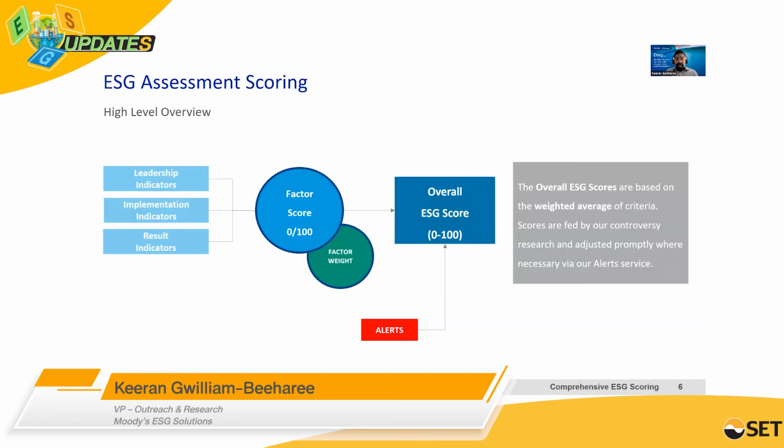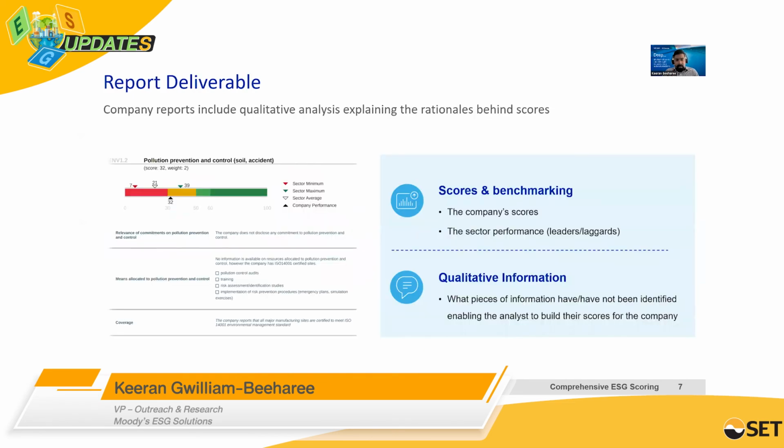It's then through that systematic three-pillar analysis of those factors that our underlying scores are built. So that overall ESG score is based on the weighted average of all of those factor scores. And again, as mentioned, they are further calibrated in the event of ESG controversies. Each company report that we produce provides that qualitative analysis, enabling the reader to understand the rationales behind the factor scores, as well as benchmarking information to enable the user to understand what's the relative level of performance of the company on a given factor when compared to its sector peers.